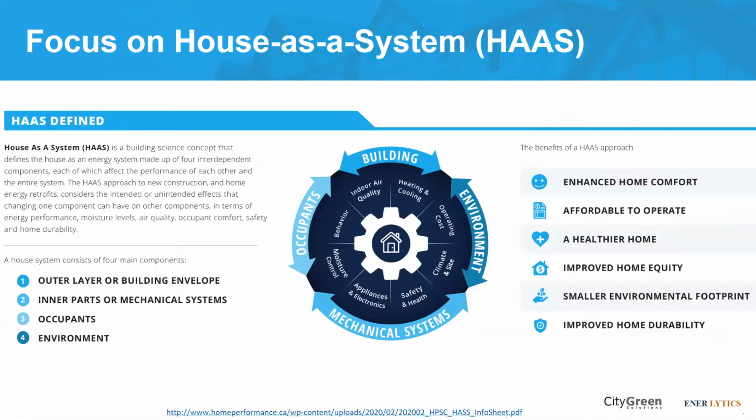The envelope first approach of the BC Energy Step Code has placed a strong focus on the house as a system concept. The house as a system concept is a building science approach that defines the house as an energy system made up of interdependent components, each of which affect the performance of each other in the entire system. By having airtightness, building envelope, and mechanical system metrics in the BC Energy Step Code, it's ensuring that builders are building homes that bring all the benefits of the house as system approach. So enhanced home comfort, affordable to operate, a healthier home, improved home equity, smaller environmental footprint, and improved home durability.